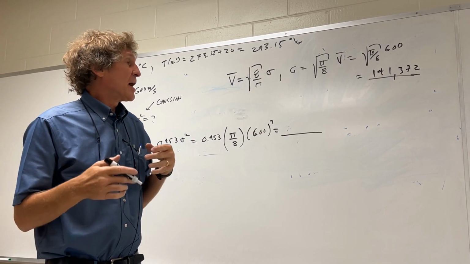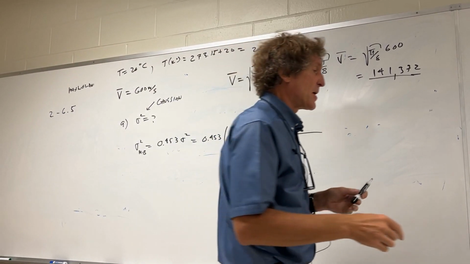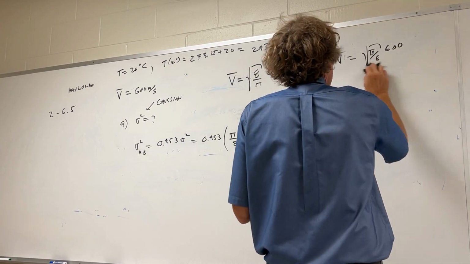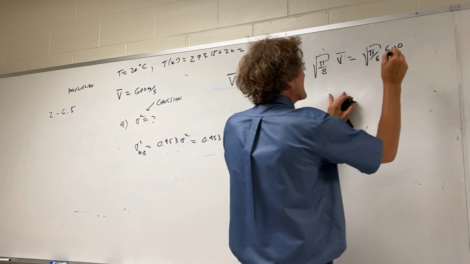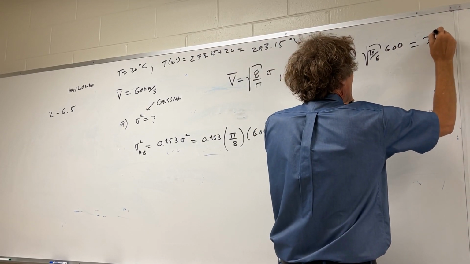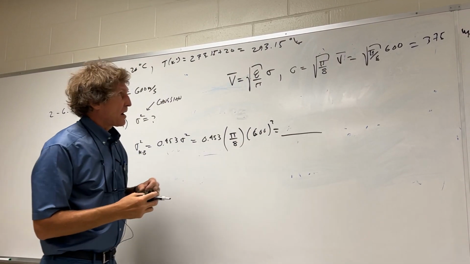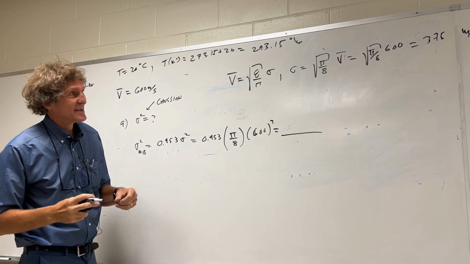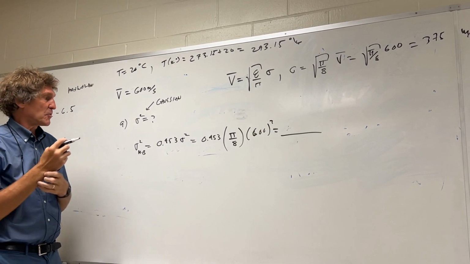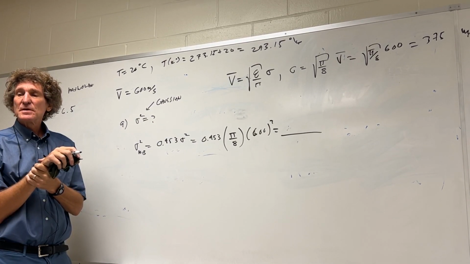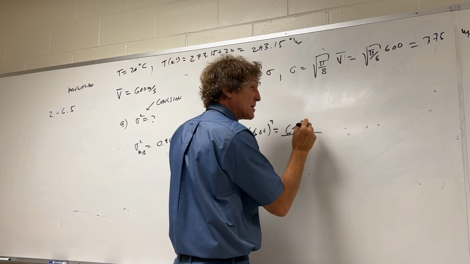Wait a second. No, that's v squared. I mean sigma squared. Hold it. Just take 600 times square root of 8 over pi. Oh, that's 375. Thank you. So that's 375 meters per second. Now, I should have just left this sigma squared. Take that value, 375 squared times 0.453. What is it? 64,041. That's big.